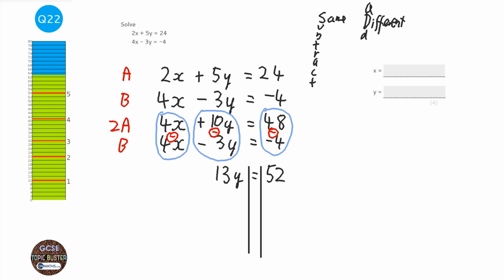Okay, next I need to do 52 divided by 13. And we're going to do both of these divided by 13. So we've got y equals, I think it's 4. So 4 times 13 is 52. So yeah, y equals 4.